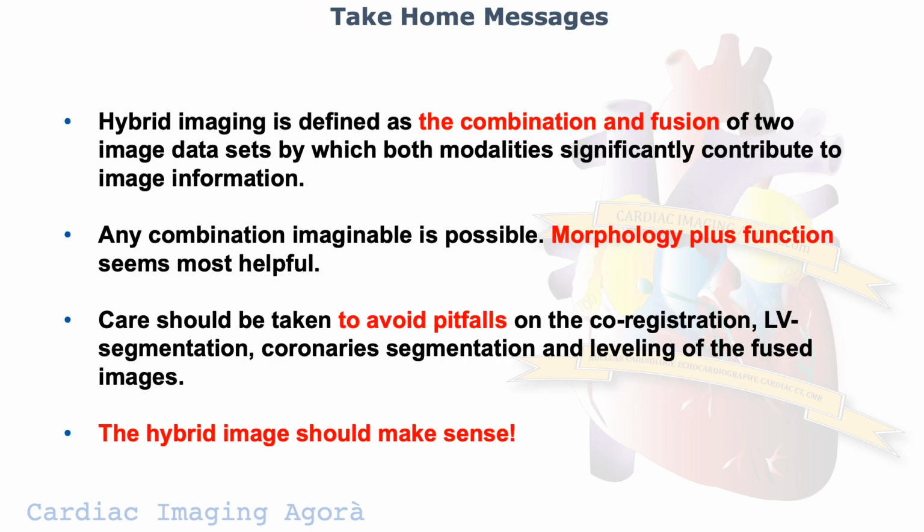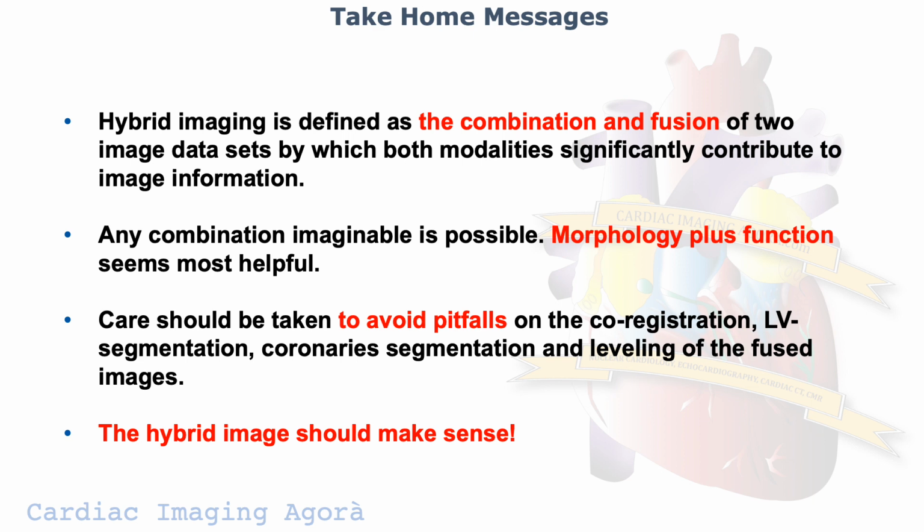Some take-home messages now. Hybrid imaging is defined as the combination and fusion of two image datasets by which both modalities significantly contribute to the information that we get from this image. Any combination imaginable is possible. The most helpful, the one that makes most sense, is morphology plus function plus hemodynamic significance of lesions. Extra care should be taken to avoid pitfalls in the co-registration, the left ventricle segmentation, the coronary segmentation, as well as the leveling of the fused images.